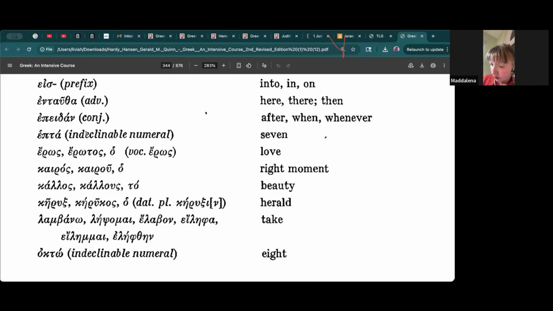Eros, erotos, love. Kairos, kairou, right moment. Kalos, kalou, beauty. Kērux, kērukos, herald. Lambanō, lēpsomai, elabon, eilēpha, eilēmmai, elēphthēn, take. Octo, 8.